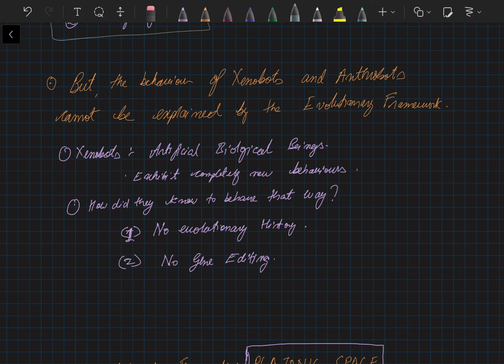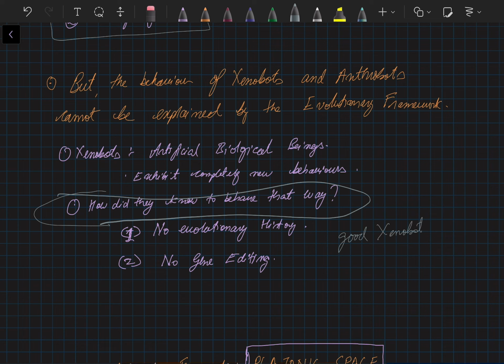Now, this is where the standard biological framework completely breaks down, because now we have this important question. Just now, I described the behaviors of the xenobots as well as the anthrobots. So now the question is, how did they know how to behave that way? Because there has never been any evolutionary selection to make a so-called good xenobot.